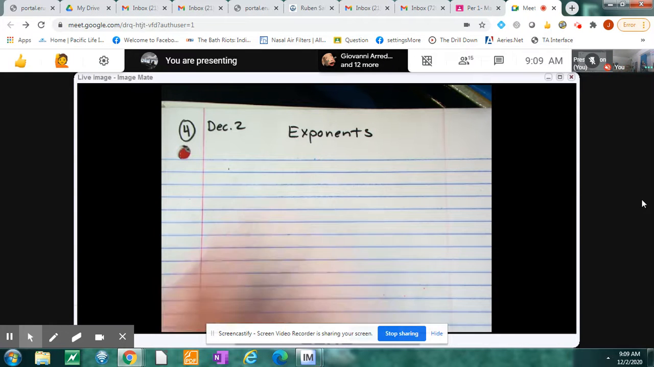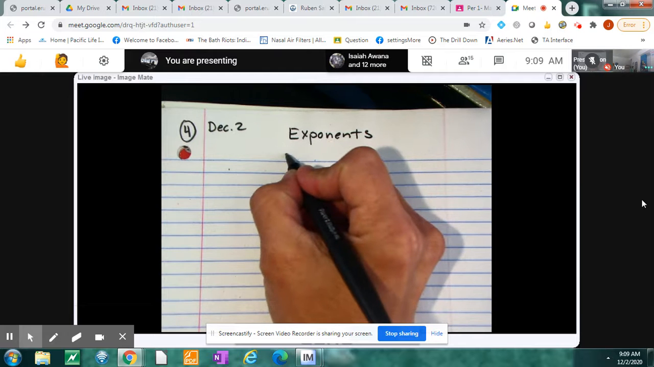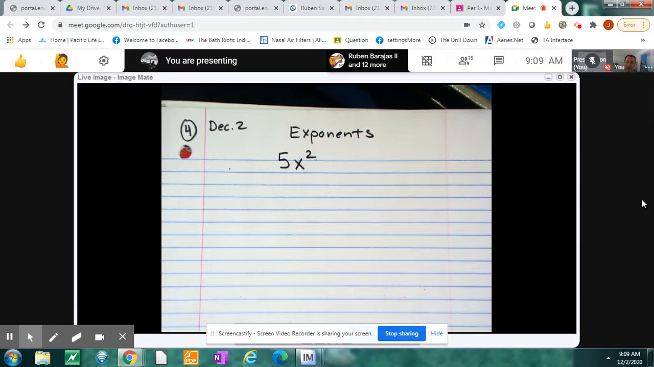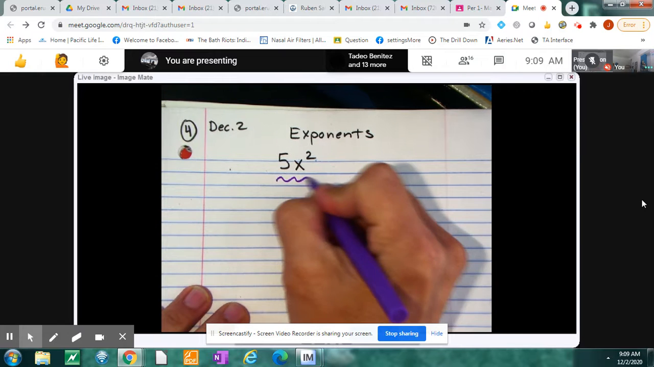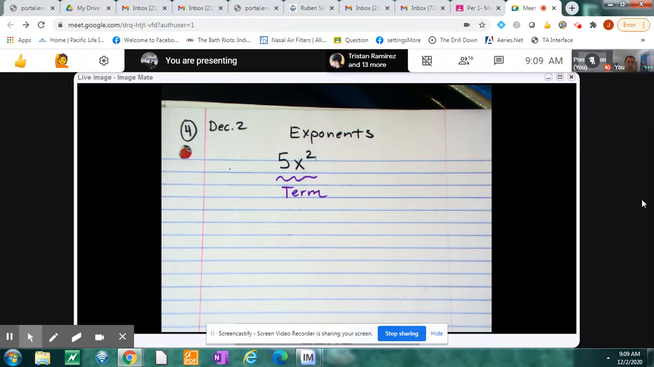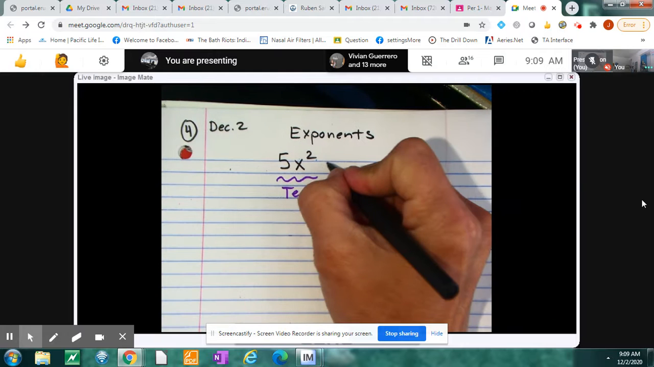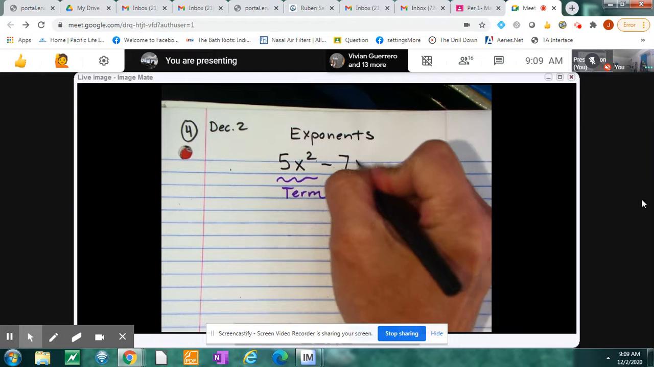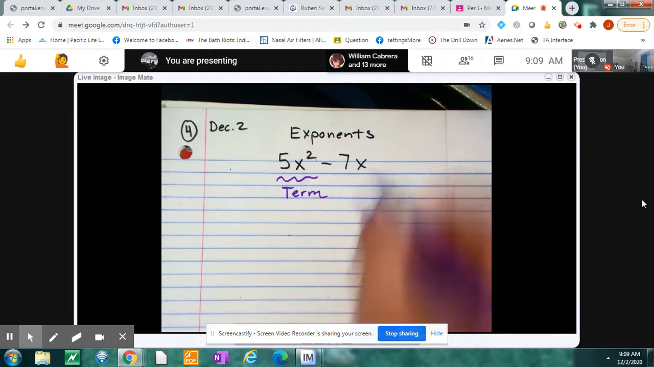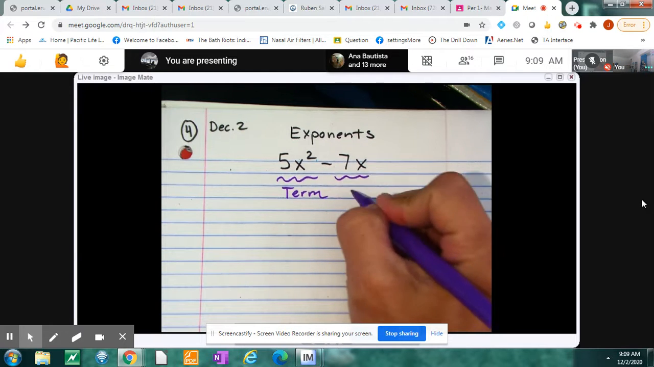All right. So when you have something like this, that is called a term. This whole thing is called a term. If you have another one, let's say you have minus 7x, that's another term. So here you have a term.